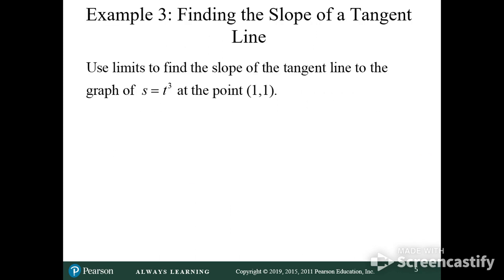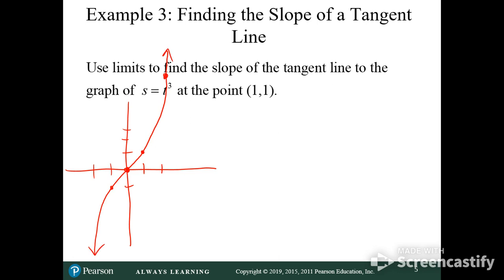All right. So we're going to use limits to find the slope of a tangent line of s equals t cubed. What's the graph of s equals t cubed? Well, 0, 0 is a point, 1, 1 is a point, 2, 8 is a point somewhere up here, -1, -1 is a point, -2, -8 is a point down here, so it looks like this. That's what it looks like. So what is the slope of the tangent line at this point? How do we find that slope?